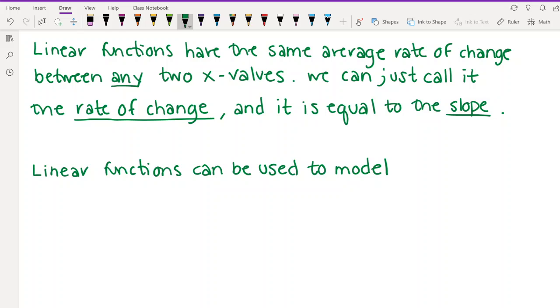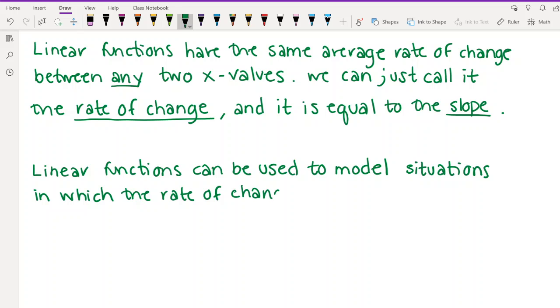it's just sort of acknowledging the fact that typically when you write a function to represent a situation, it's generally not going to be absolutely perfect, right? The real world is messy. Numbers aren't going to be exactly what you expect them to be. And so the word model just kind of means that we're approximating. We're going to do our best to use these functions to represent these situations, but they might be a little off. So linear functions can be used to model situations in which the rate of change is always the same.